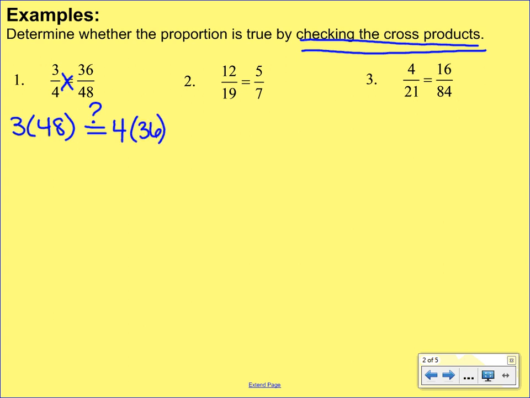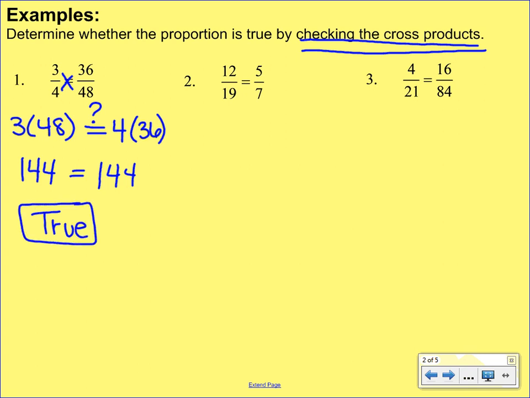We evaluate both sides. 3 times 48 is 144. 4 times 36 is 144. So now we can drop that question mark. We know that they are equal. So the answer is true. This proportion is true. Second one, we're going to do the same thing, 12 times 7.